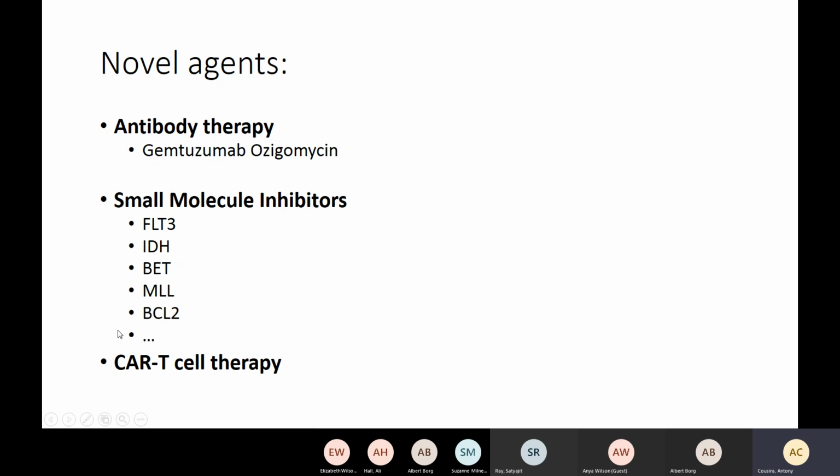BCL2 is a little bit different in that it doesn't target a specific genetic change. It just helps encourage apoptosis overall. So BCL2 is an apoptosis inhibitor. By inhibiting an apoptosis inhibitor, we encourage apoptosis overall. So in combination with conventional chemotherapy, that can help augment responses in AML. Again, that's been shown in adults, but it hasn't been shown in children yet.